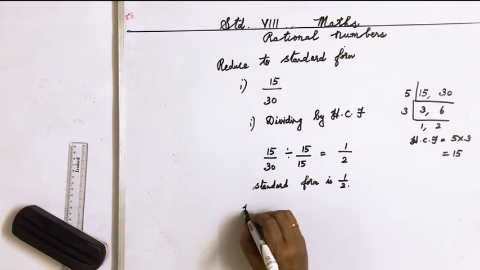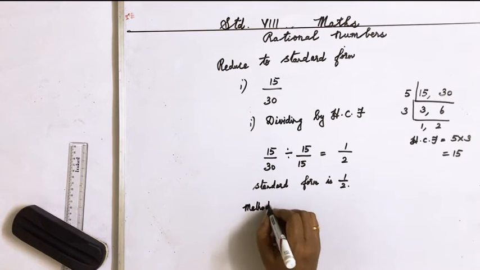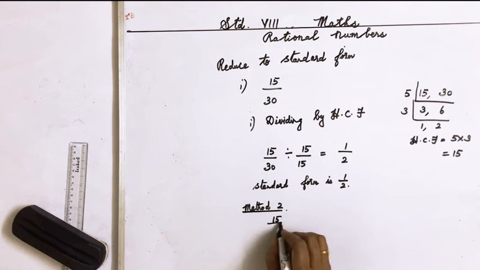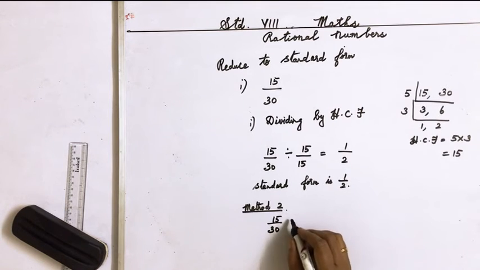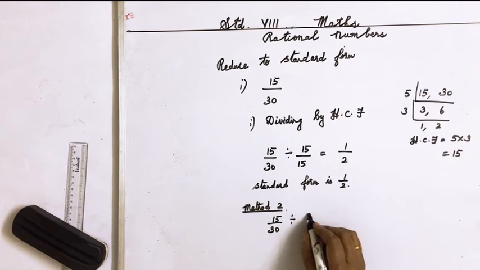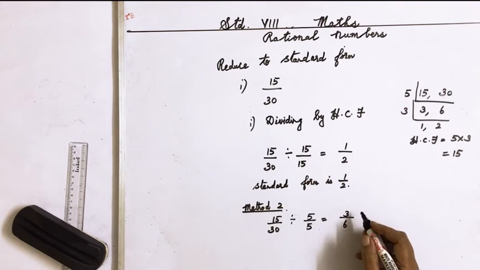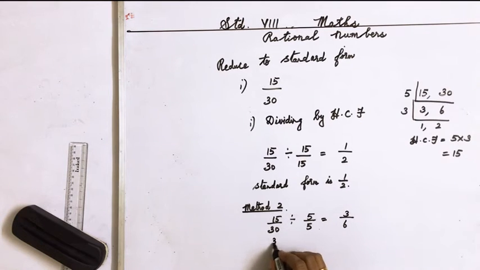Now the second method. 15 by 30. So we can divide first by 5 table because both the numbers are divisible by 5. 3 5s are 15. 6 5s are 30. Now again we have to check whether any common factor is there. We are having a common factor. Both are divisible by 3 table. So one more time we have to divide.